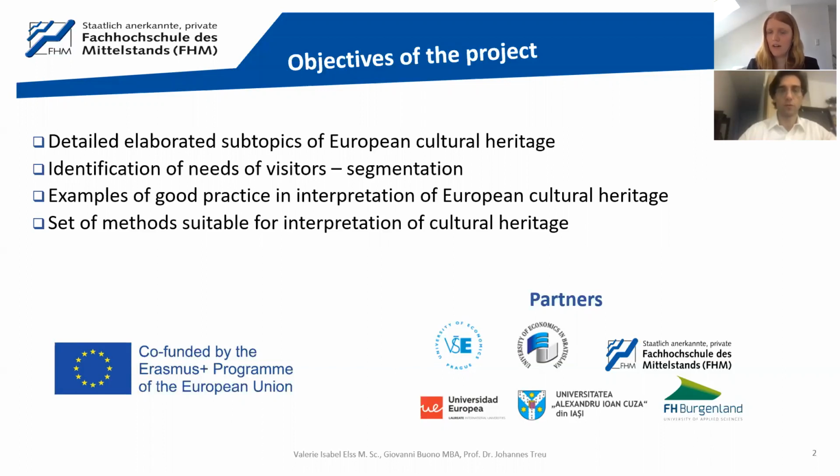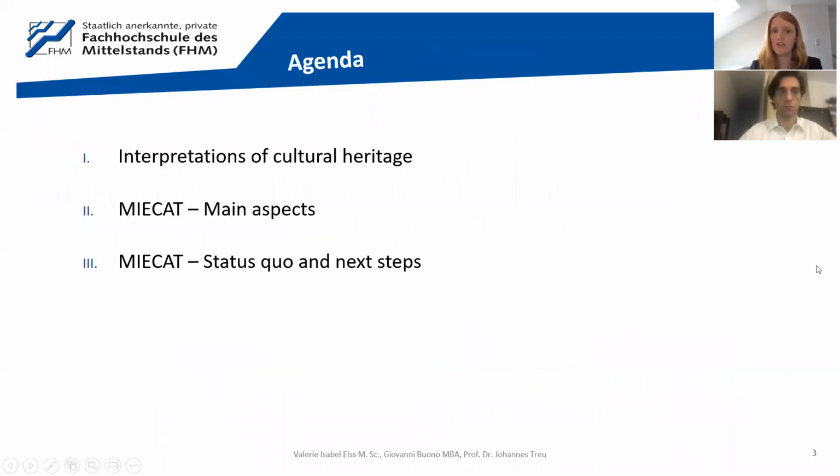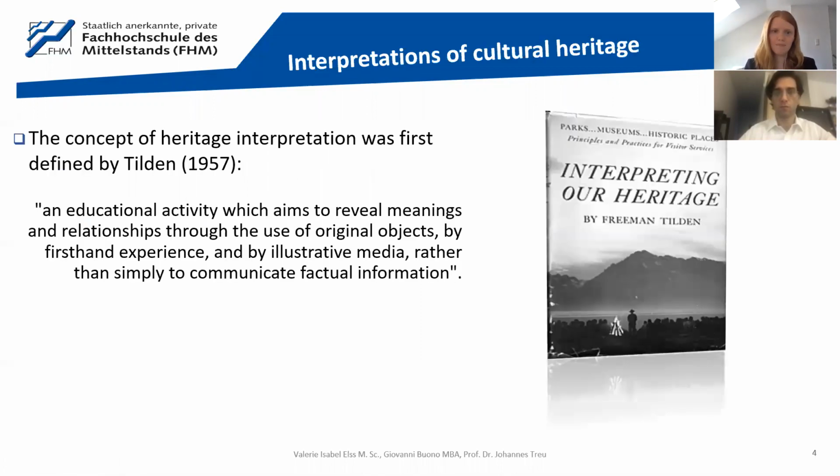Also involved are 5 different universities, like the University of Economics in Bratislava, the Fachhochschule des Mittelstands FHM in Germany, the Universidad Europea de Madrid, the University Alexandru Ioan Cuza in Iași, Romania, and also the University of Applied Sciences in Burgenland, Austria. First of all, we would like to explain very shortly what the different kinds of interpretation are with some best practices, and then we will come back to our project MICAT, and we will highlight some central aspects.